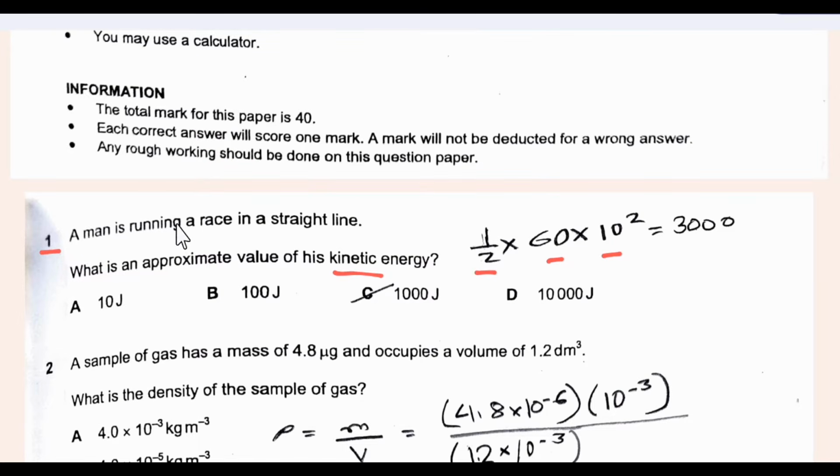So kinetic energy is equal to half mv squared. For the man, we consider his mass between 60 to 100 kg, that is the average mass of a man, and his speed is around 10 to 11 meters per second. After taking values of 60 and 10, we get the kinetic energy as 300 joules. This 300 joules is closer to 1000 than to 10,000. So the answer should be C.